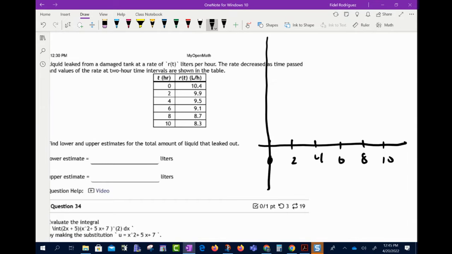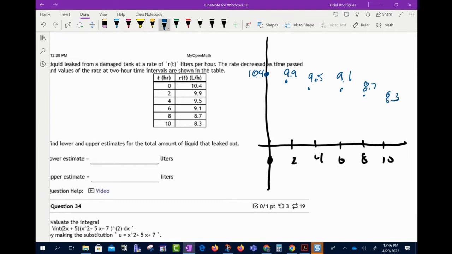Okay, and what's my highest number? 10.4. Okay, so look, right here, you've got 0, y'all, and I'm just going to kind of do it like this. That number is 10.4. At 2, I'm just a little bit lower, 9.9. At 4, we are at 9.5. And again, I'm not doing this super accurately. I'm just plotting numbers here. 9.1, 8.7, and 10 is 8.3.